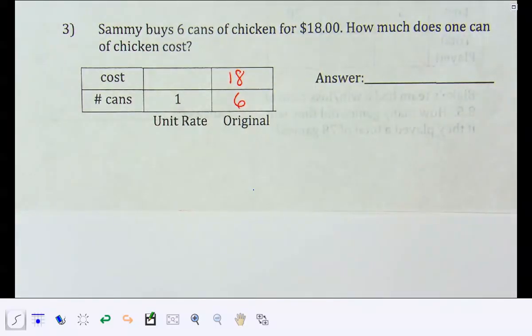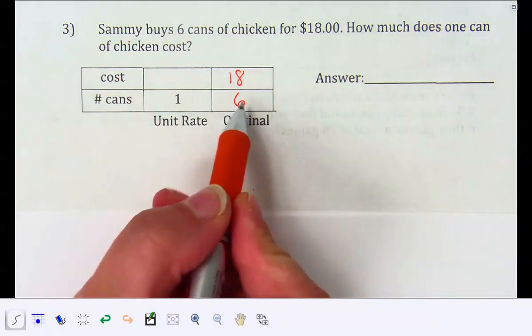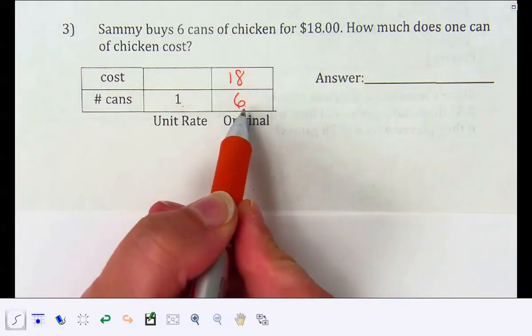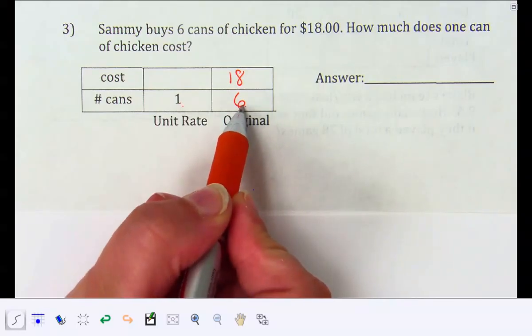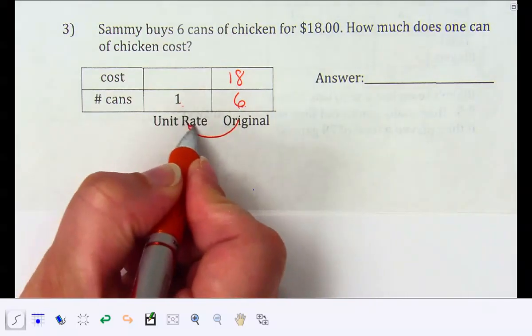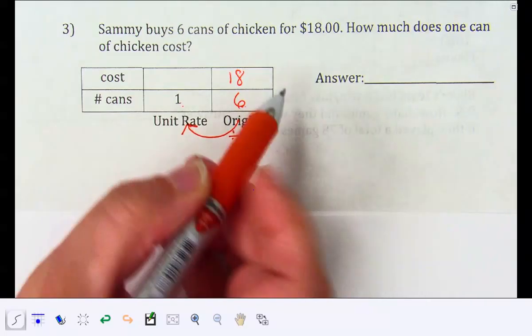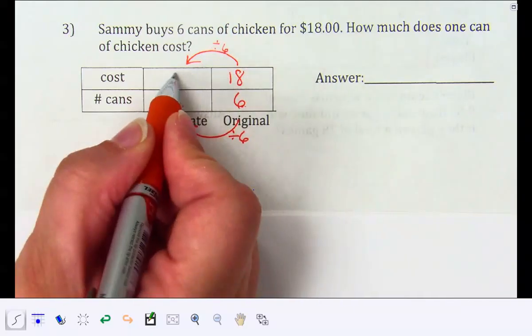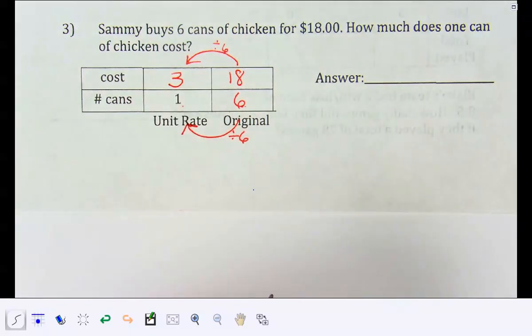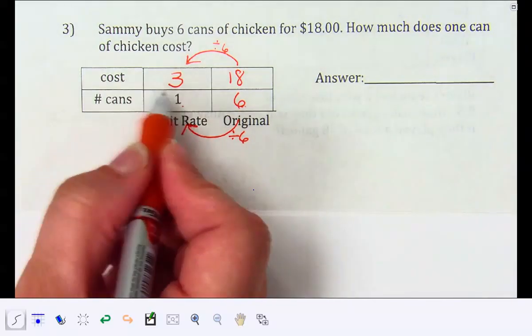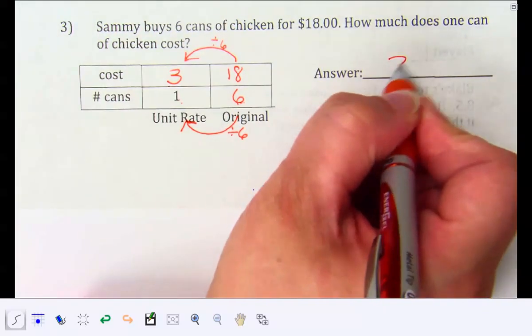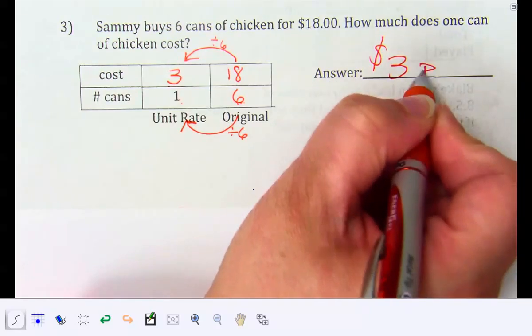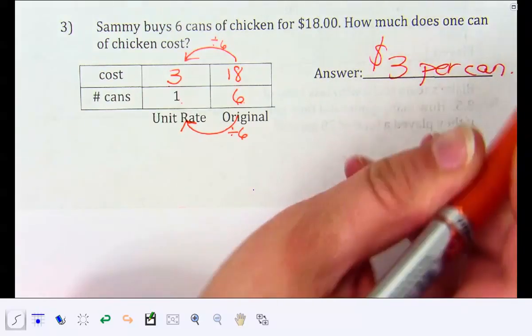All right, so we want to start in that bottom corner because the bottom row has 2 numbers in it, so that's the only way that we can really figure out how we got from one number to another. So I know that if I divide 6 by 6, I can get 1. So if I do the same to the top, I will get 18 divided by 6, which gives me 3. And my question asks, how much does 1 can of chicken cost? So 1 can of chicken should cost $3 per can. All right.